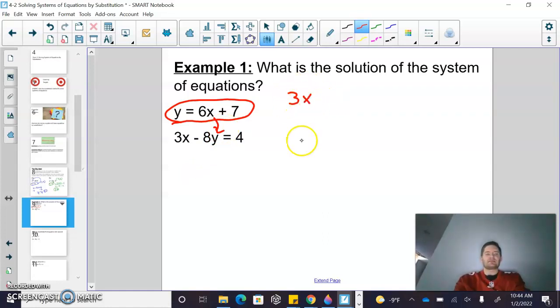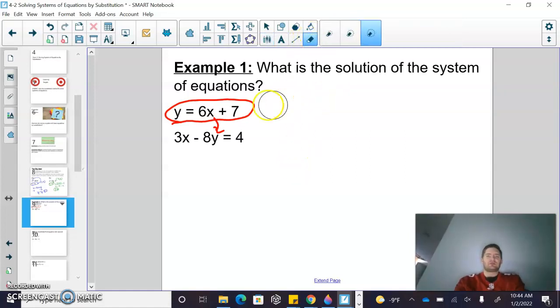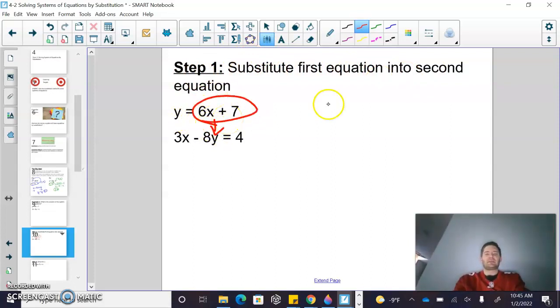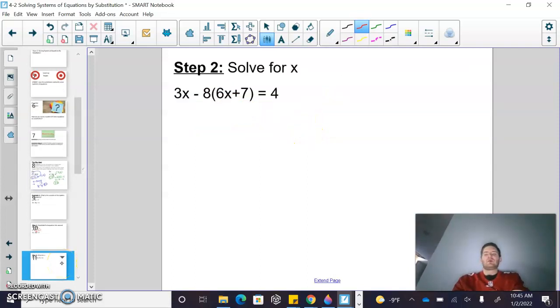So we're going to rewrite this equation. Sorry, that's what we're going to do in this one. I apologize. The first step: substitute the first equation into the second equation. So we're going to take this and substitute it in for y. And what it should look like is like this for step number 2.